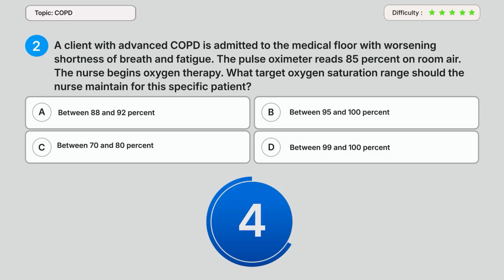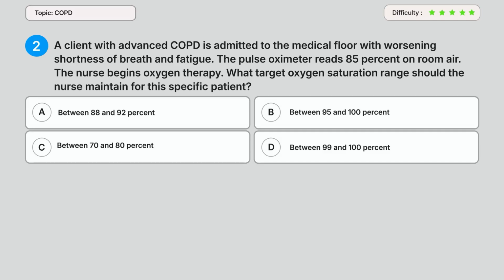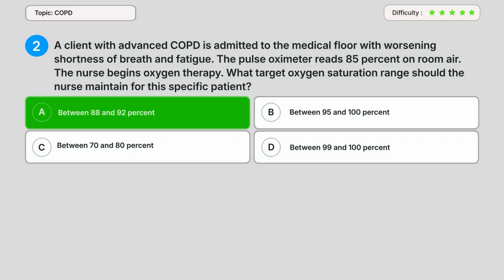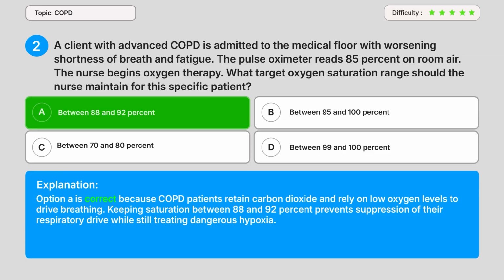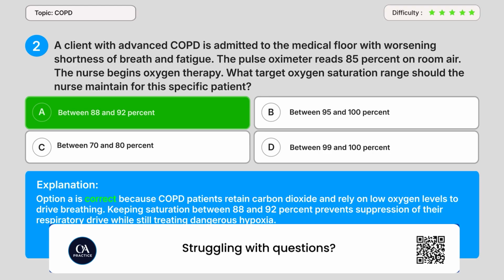What do you think is the answer? Correct answer, A. Between 88 and 92%. Explanation. Option A is correct because COPD patients retain carbon dioxide and rely on low oxygen levels to drive breathing. Keeping saturation between 88 and 92% prevents suppression of their respiratory drive while still treating dangerous hypoxia.